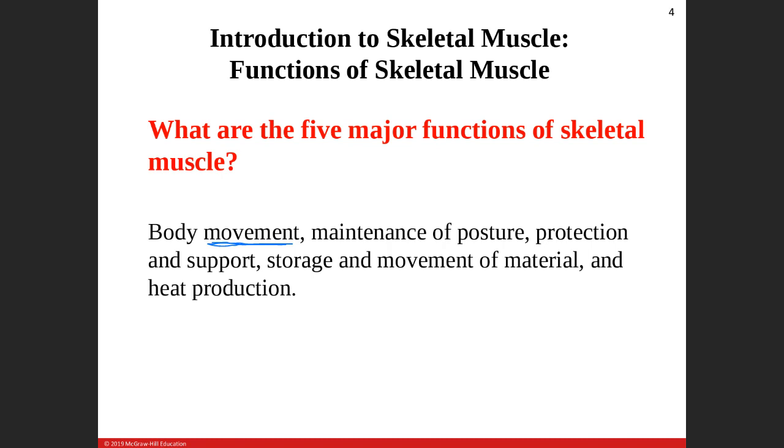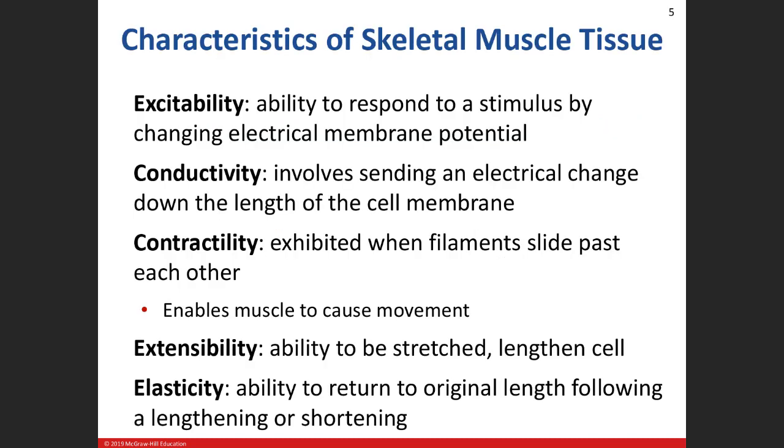We talked about function. Now let's talk about some of the characteristics of muscle tissue. Some of these characteristics you've seen before because we saw them when we were talking about the nervous system, which is good. Like I said, that's why we do the nervous system first. It makes the muscle system easier to learn. The first one here is excitability.